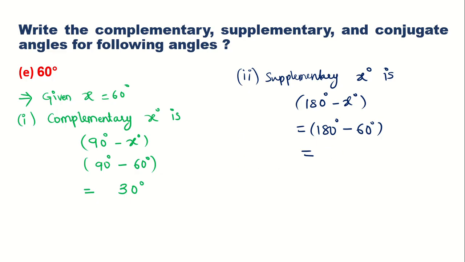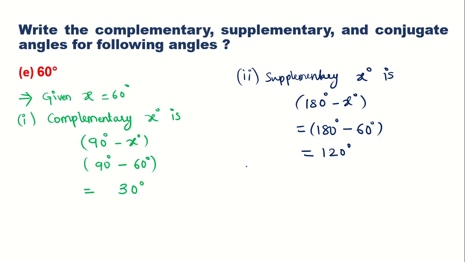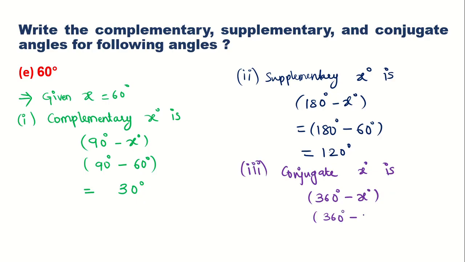How much is 180 minus 60 degrees? It is 120 degrees. Similarly, we'll see conjugate. Now, what is conjugate angle? Conjugate angle of x degrees is 360 degrees minus x degrees. So 360 degrees minus what is given x? 60 degrees. So 360 minus 60 is 300 degrees.